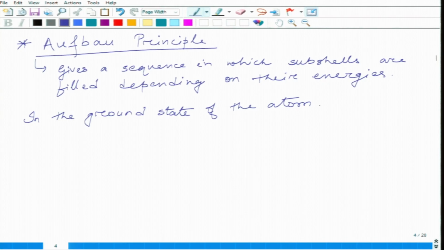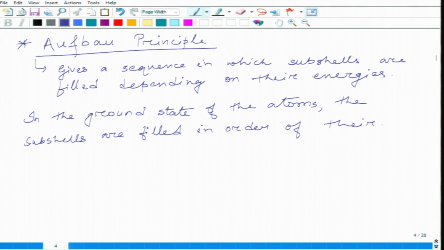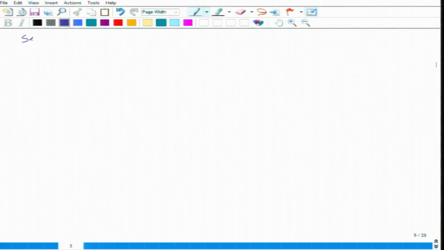So, in the ground state of the atom, the subshells are filled in order of their increasing energies, that is, the subshell with the lowest energy will be filled first, then increasing energy. Okay. So, now what was the sequence? We will see what was the sequence.